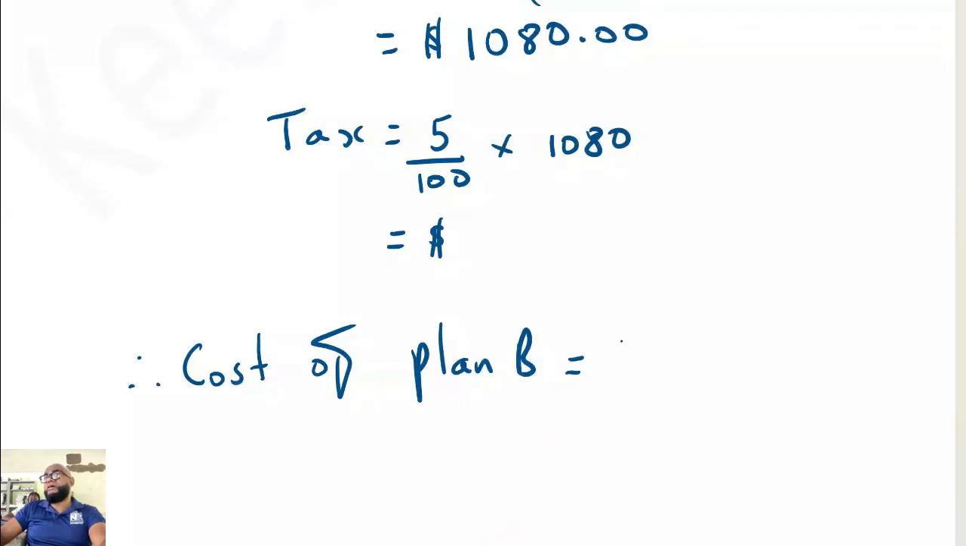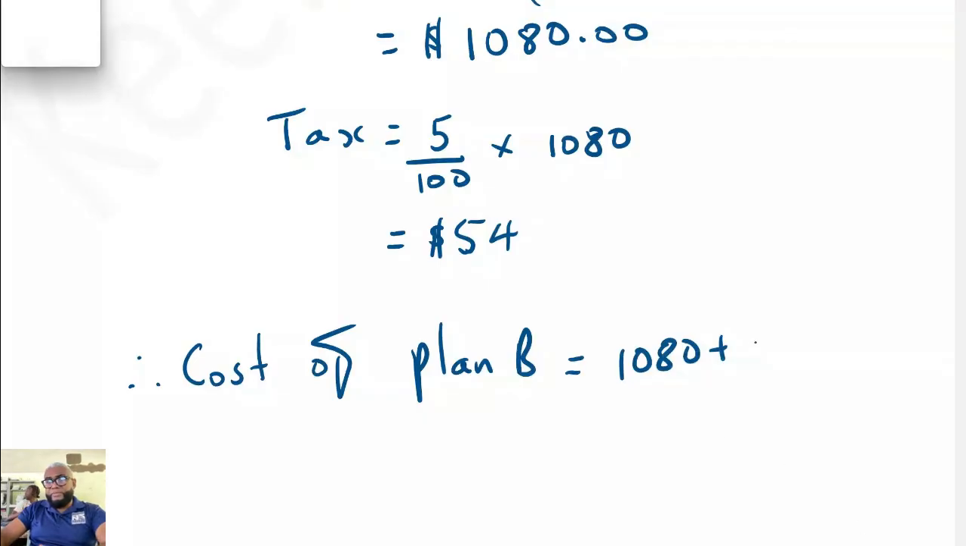Let me look in now. Cost of Plan B would be the original 1,080 plus the tax. What do we get for the tax? 54 flat. Do you get that? So this will be plus 54.